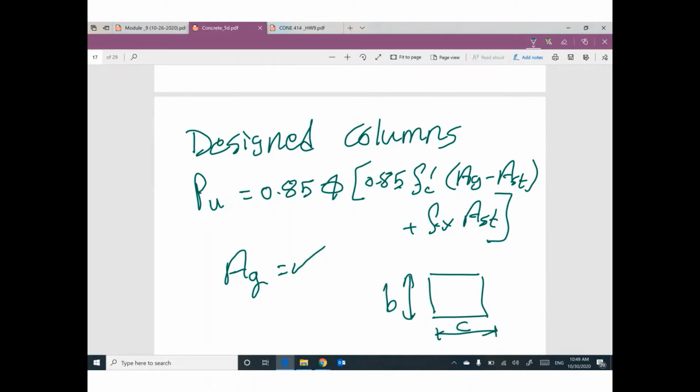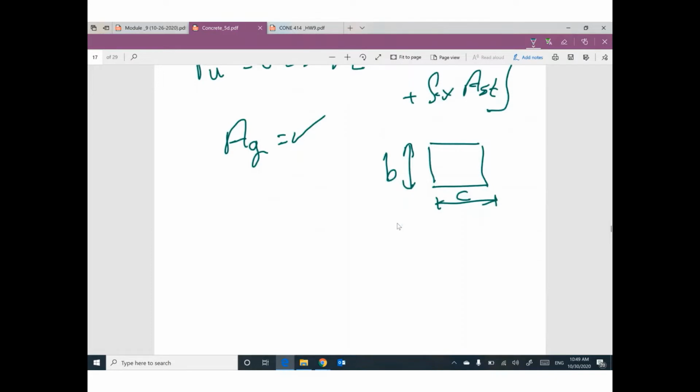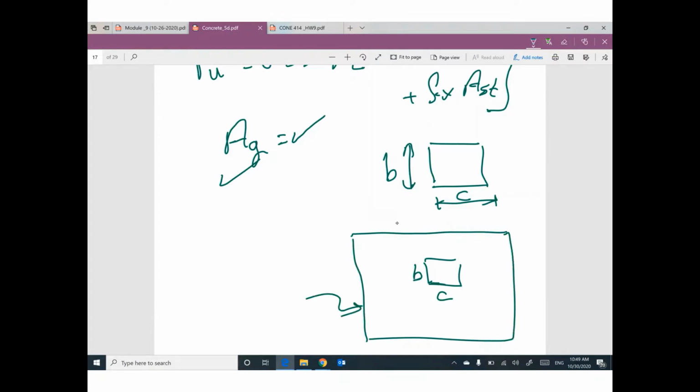Right now, we are in another step, in the following step. This column with dimension BC that you figured out before is supported by a footing. So we are right now in this step, designing of footing. So that makes sense. So the previous step was designing the column. The current step is designing of the footing.